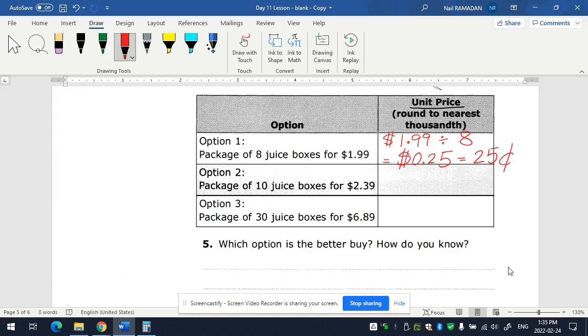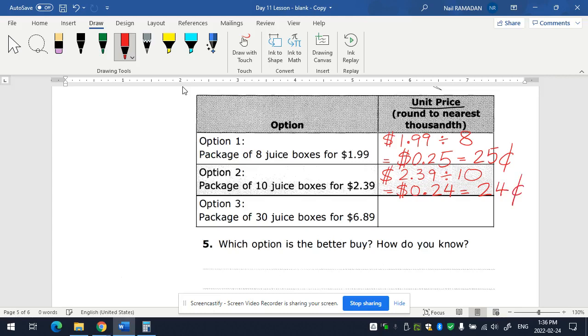Okay, how about 10 juice boxes, but for $2.39? Same idea. 2.39 divided by 10. Well, that's an easy division because I know that whenever you divide by 10, you move the decimal point just one hop backwards. So this will be 0.239. I'm not gonna write the 9 because I know that the 3 will be rounded up to 4. So 0.24. Or how many cents? 24 cents. Yep, you're right.